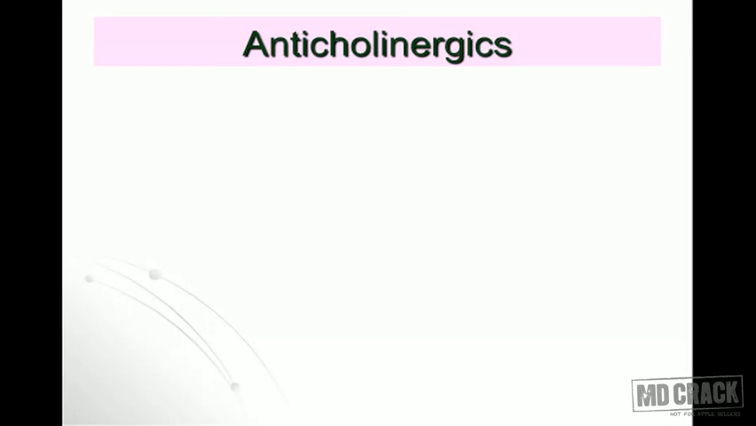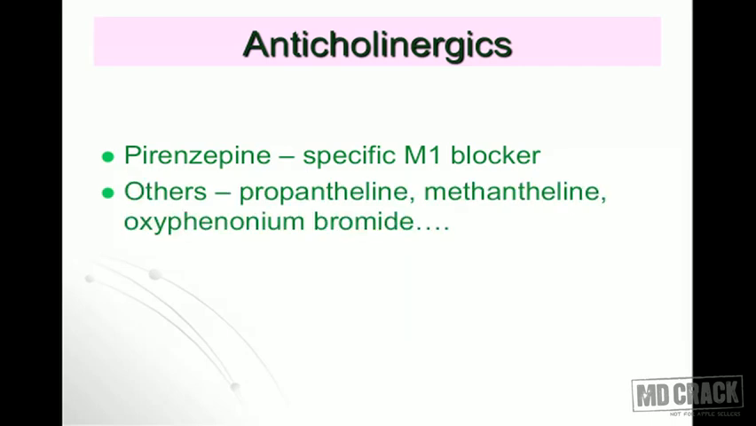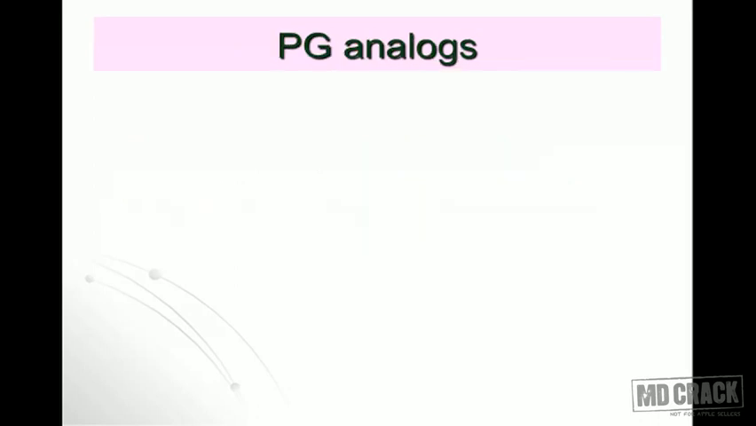The next group of agents which can decrease the gastric acid secretion is anticholinergic drugs, because that's the muscarinic receptor site at the gastric parietal cells, that's the M1 site. Which are the anticholinergics which can do this? There's pirenzepine, that's a specific M1 blocker, and you have others which include propantheline, methantheline, oxyphenonium bromide and many other agents.